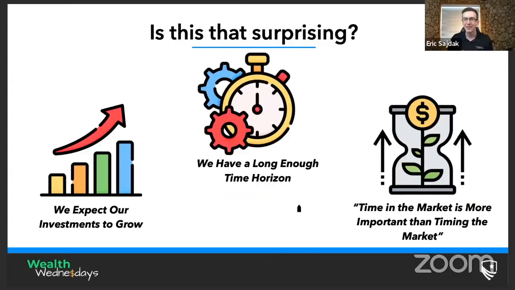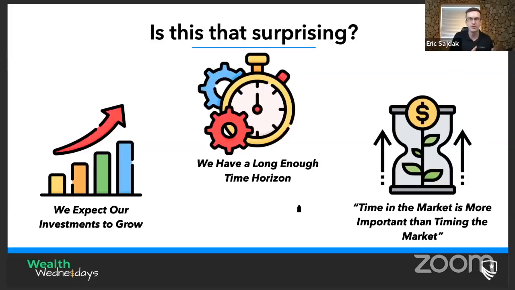Okay. But really, at the end of the day, is any of this surprising? Again, if we think about the core principles and the foundation of what we know, we expect our investments to grow. So the faster that we can get the money into investments, the better growth that we expect. We have a long enough time horizon by definition. This is money we don't need in the short term. If we do need that in the short term, we shouldn't be looking at investing that into riskier assets for growth. So we don't need that money for the long term, or we have a longer time horizon.